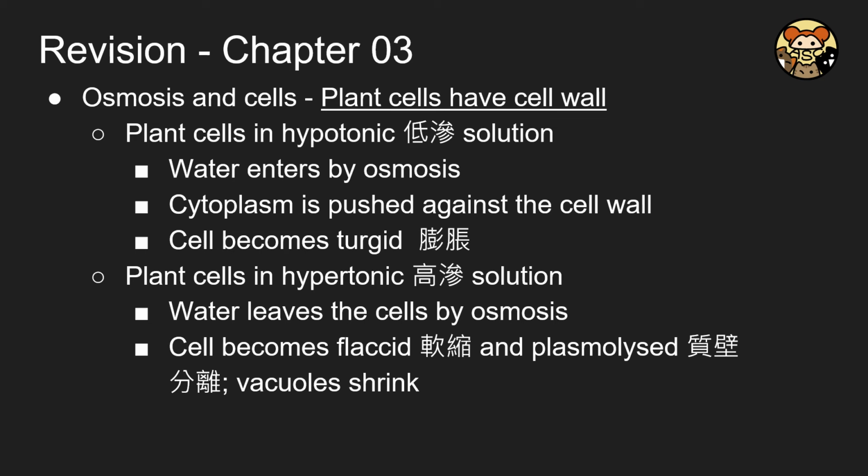A similar case will not happen in the plant cell because the plant cell has a cell wall. So in a hypotonic solution, water still enters. However, the cytoplasm will push against the cell wall, which is rigid, and it will lead to a turgid cell. The term turgid you should bear in mind. And for the hypertonic solution, the water will leave the cell by osmosis, and the cell will become flaccid and plasmolysed because the cell membrane and the cell wall are separated from each other. And you may also notice that the vacuole will shrink.